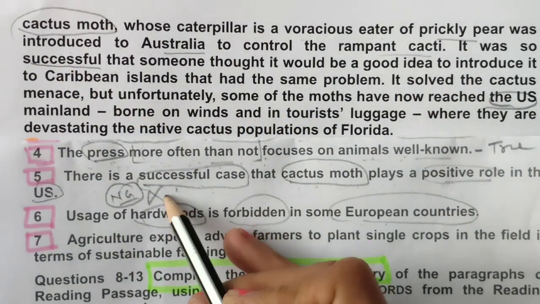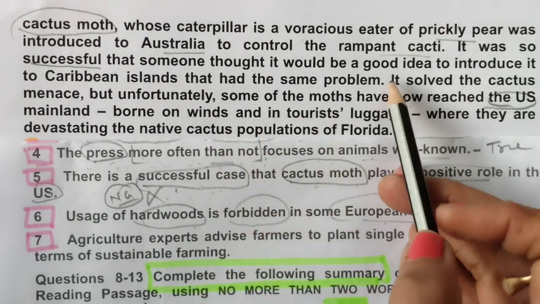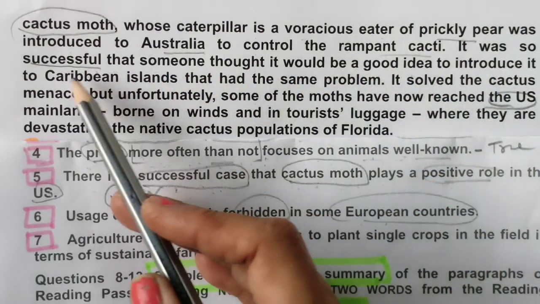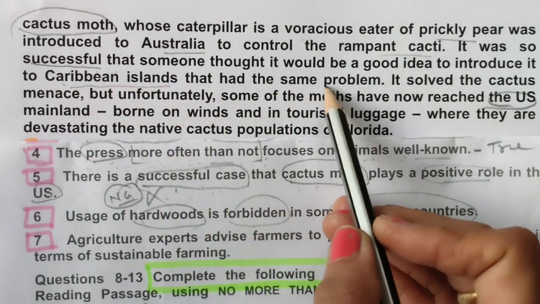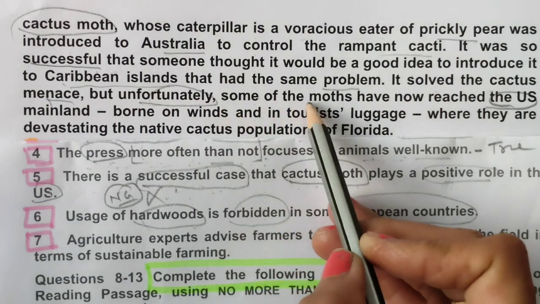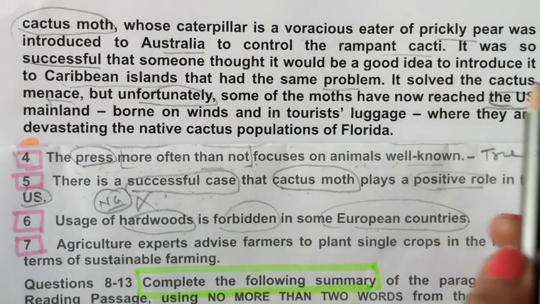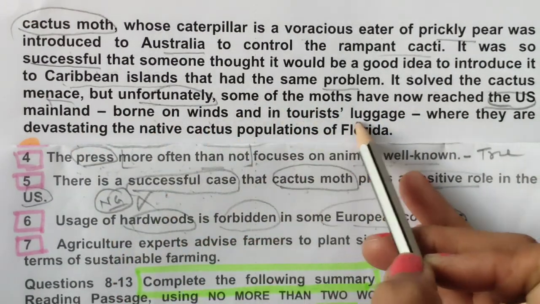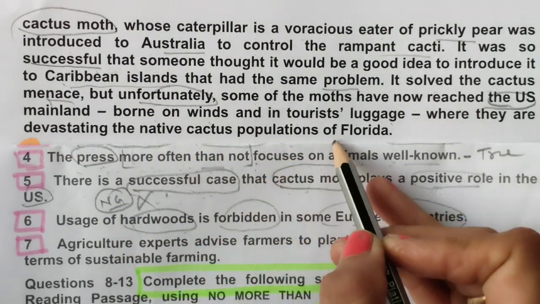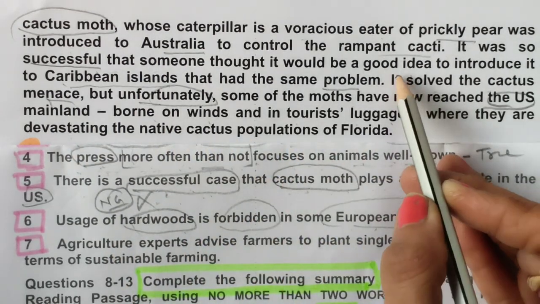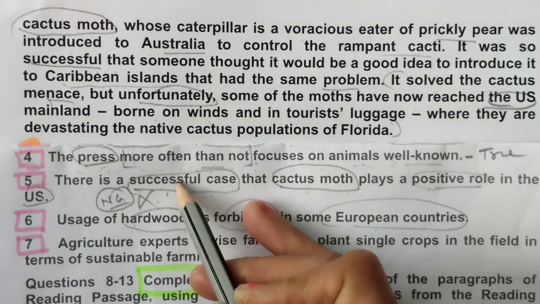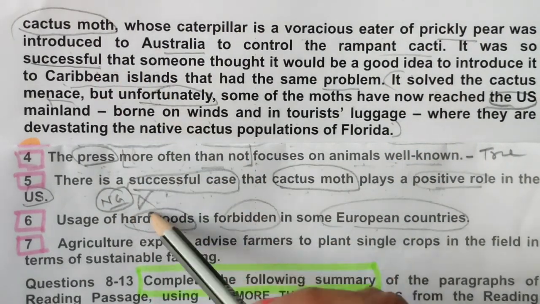Yes, why not? It was so successful that someone thought it would be a good idea to introduce it to Caribbean islands that had the same problem with the cactus menace, but unfortunately some of the moths have now reached the USA mainland, borne on winds and in tourist luggage, where they are devastating the native cactus population of Florida. It means they are talking in a negative way, not a positive role. See this, successful, of course they have used this word.